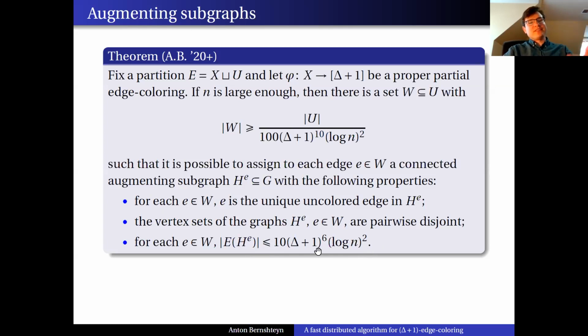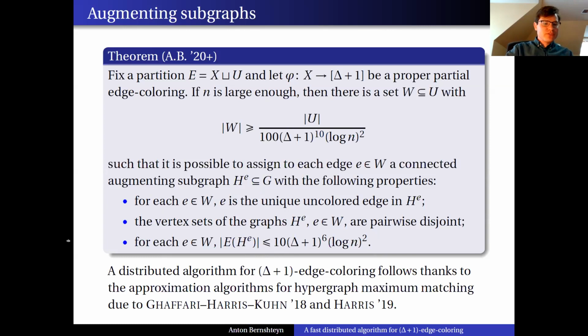So we're replacing Vizing chains by some other subgraphs in a way that doesn't have those two problems I mentioned in the previous slide. And I have to say that this is an existence statement. I'm just saying there exists this set and there exists this assignment of subgraphs. But actually, once you prove this theorem, you have to do almost nothing else to finish the distributed algorithm for delta plus one edge coloring.